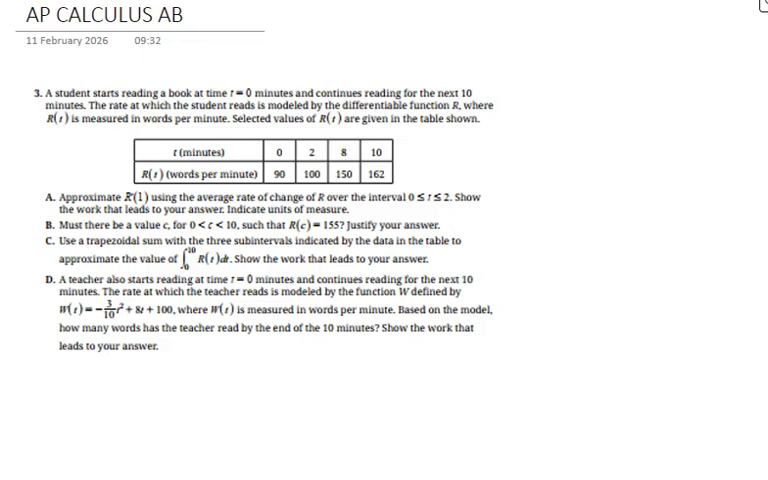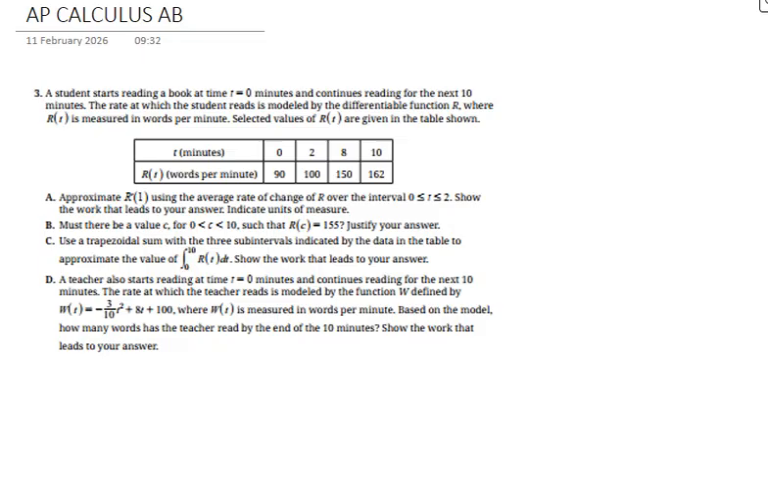So let's look at the question first. We are given that a student reads for 10 minutes. The rate of reading is R(t), measured in words per minute, and we are given the table. This tells us how fast the student is reading at specific times.